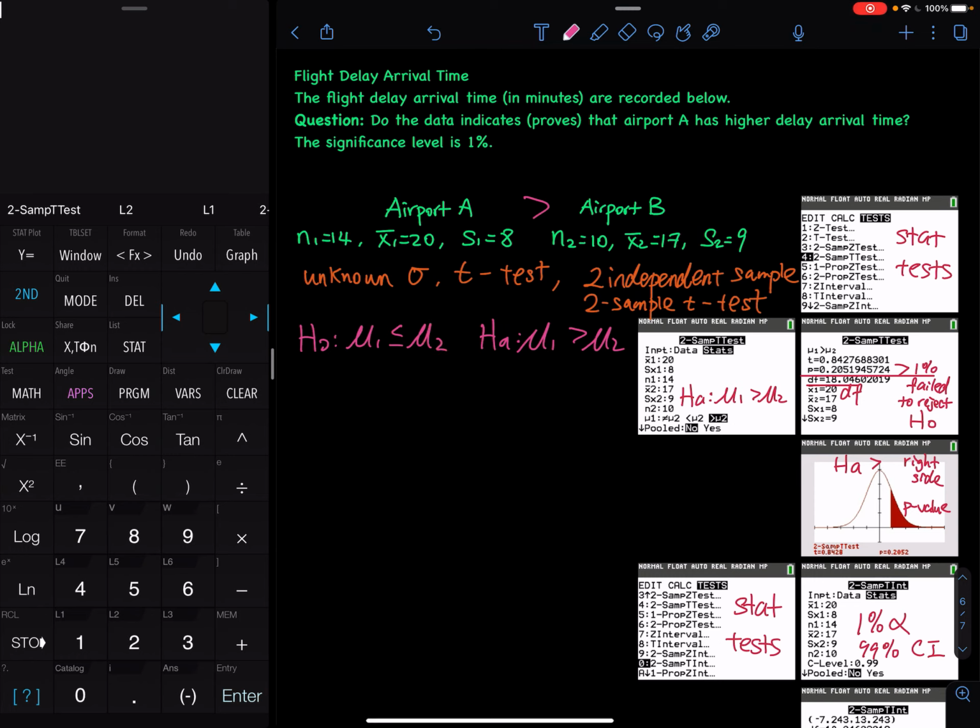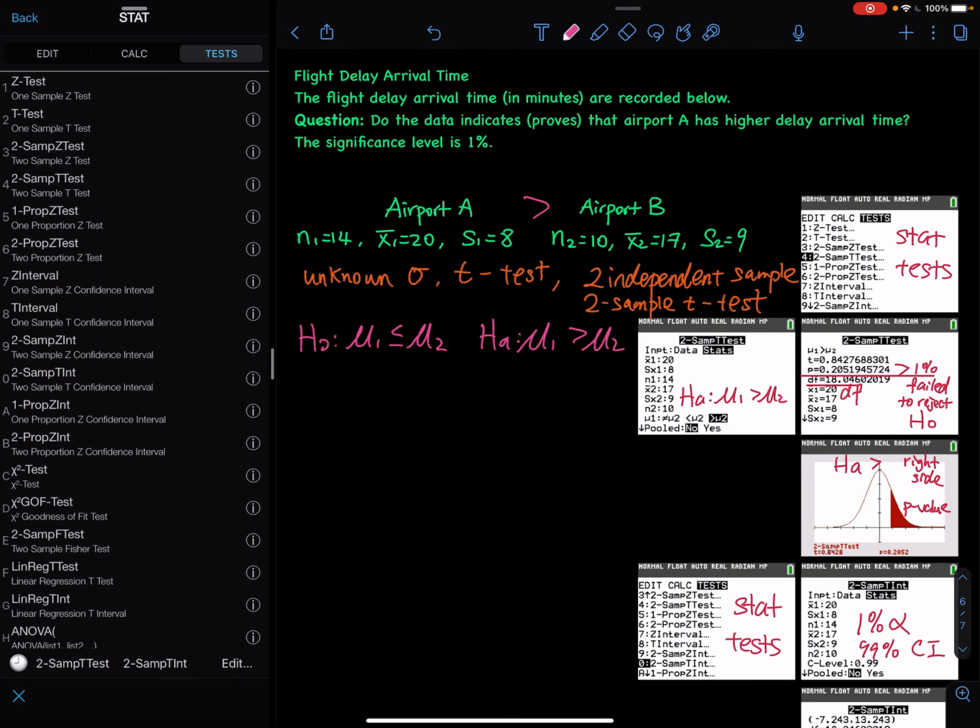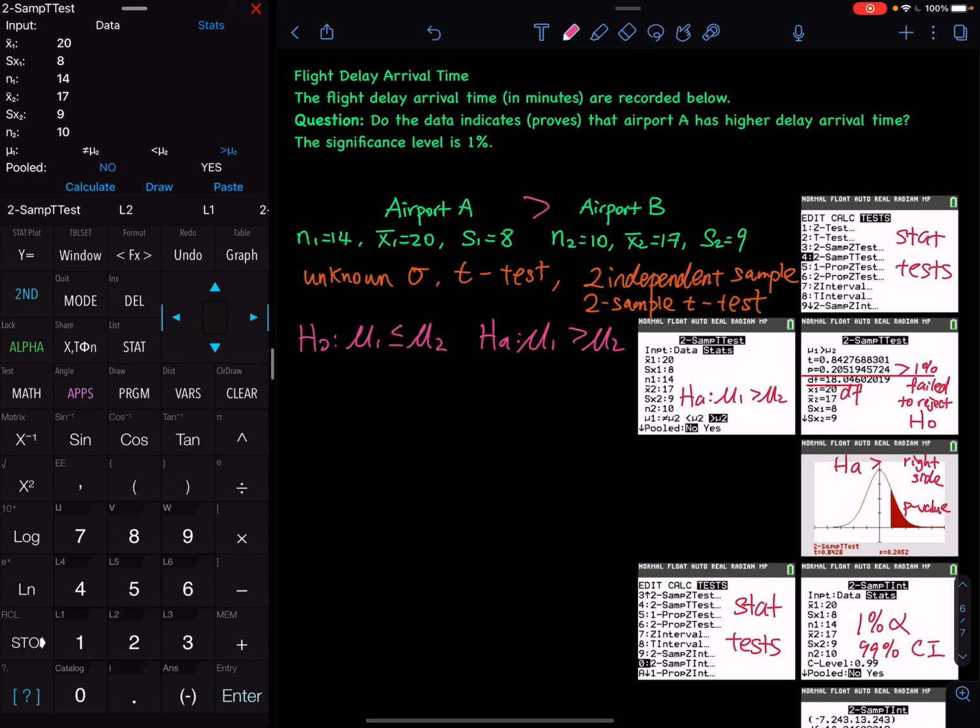All right, and then the next step, following the screenshot, is we input all the stats into our graphing calculator. We go to stat, and then we go to test. We are performing a two sample t-test. Since we don't have data, we select the stats option, and then you input the stats: x1 bar is 20, s1 is 8, n1 is 14, and then 17, 9, and 10.